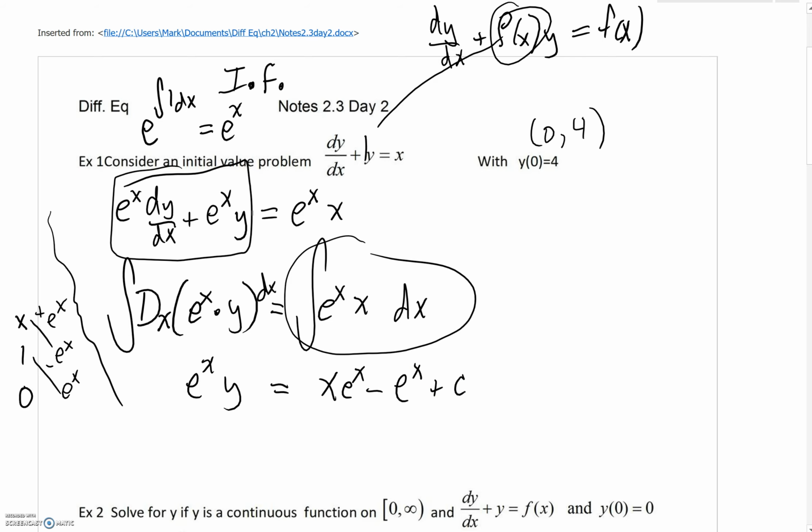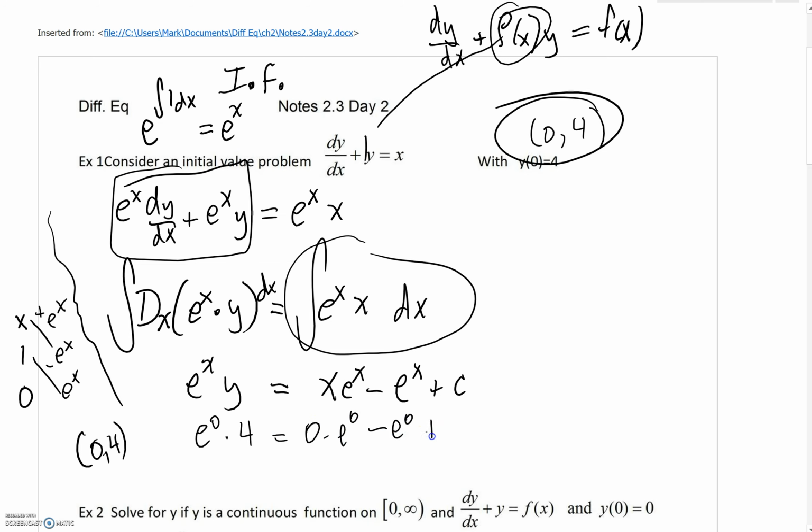This is where we would have stopped last section, but now we can say, look, your initial condition is x equals 0, y equals 4. So plug in x equals 0, let y equal 4, and we are going to solve for c. So this left-hand side becomes just a 4 because that's a 1. This is 0. E to the 0 is 1, so this is a negative 1. And it will only take you a moment to see that c equals 5.